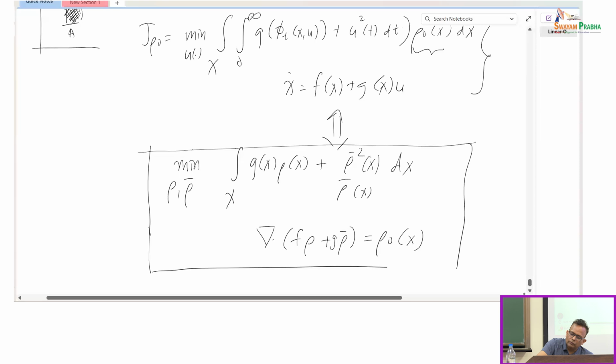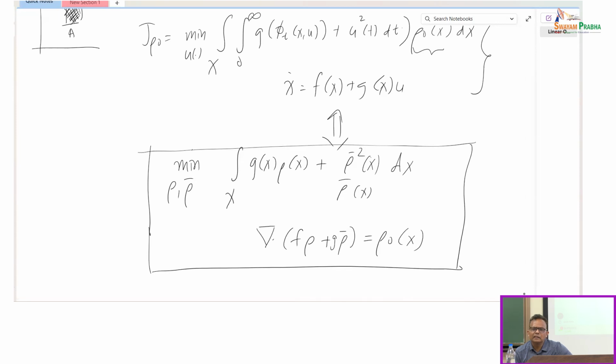I'm skipping the derivation of this, but I'll tell you what this basically is. First of all, what are the optimization variables here? The optimization variables are rho and rho bar. Now this problem is convex in terms of rho and rho bar. Why is it convex? In the cost, you have a term linear in rho, which is convex. The second term is quadratic over linear, which is convex. And the constraints are linear in rho and rho bar, and hence convex. So this whole thing is convex in rho and rho bar.